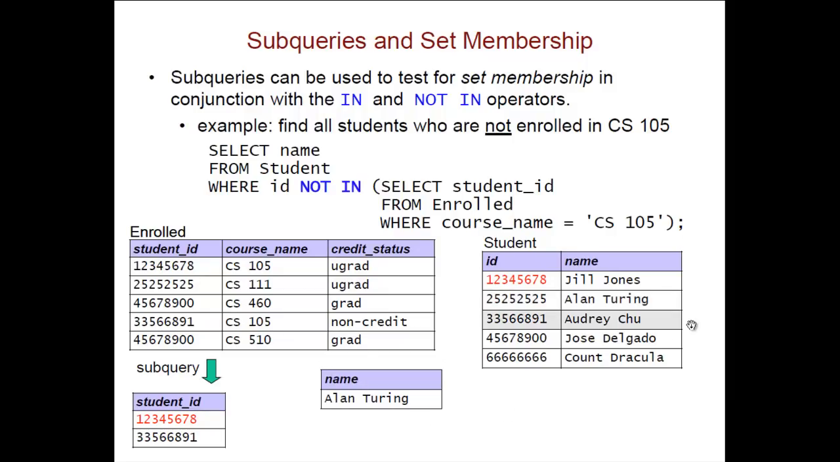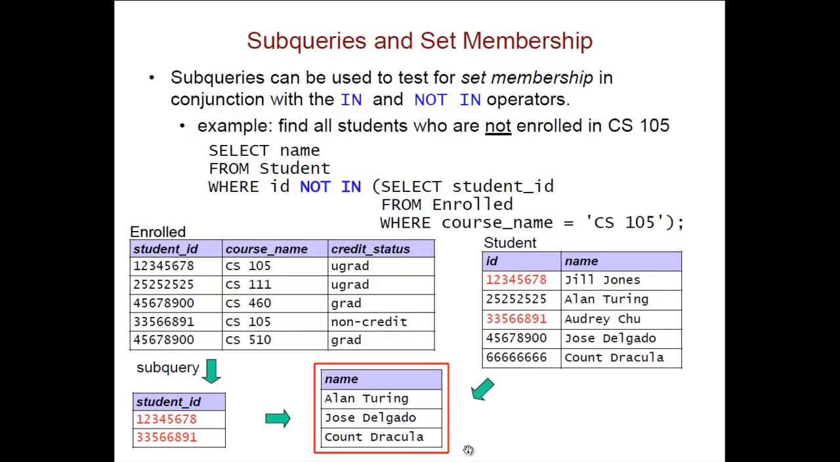Then we go to the next row in student, and we see that Audrey Chu's ID is in the result of the subquery, so she's not going to be selected by the outer query. But Jose Delgado, his ID is not in the set given by the subquery, so he's included in the result, and so is Count Dracula, because his ID is not in the result of the subquery. And so our final result is these three names. They are the students who are not enrolled in CS105.